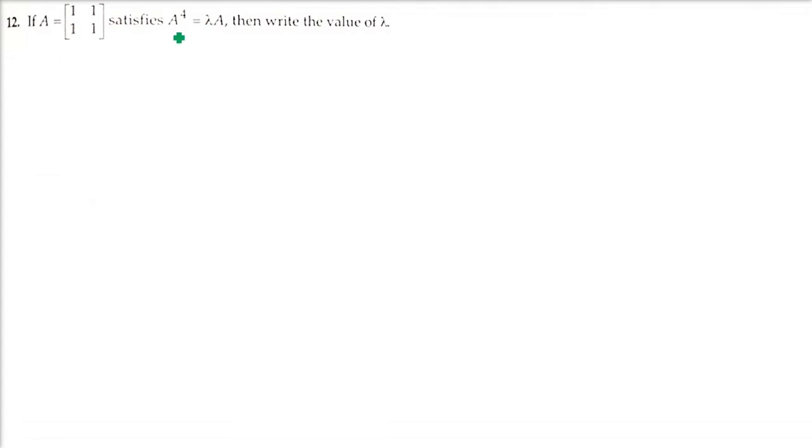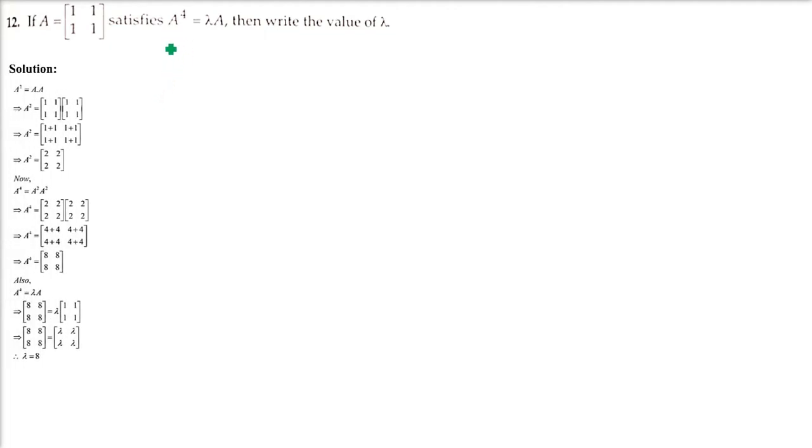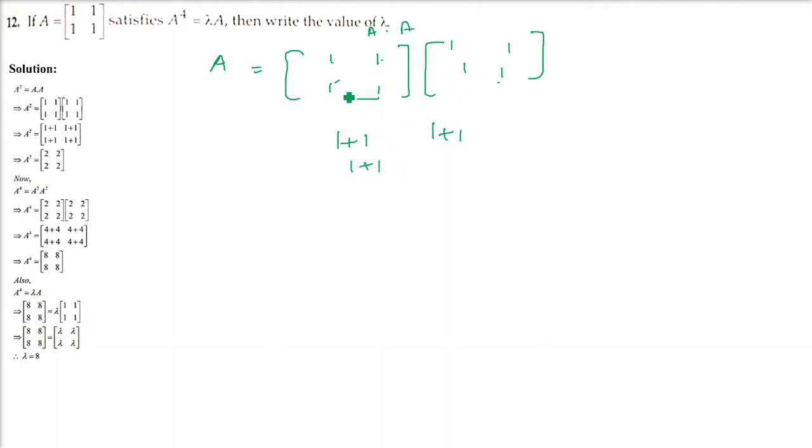A is this, A raised 4 is lambda A. Then write the value of lambda. So you just have to multiply it. A is there. Now first we'll find out A square, then we'll find out the square of A square, A4. So this is A. This is also A. Now multiply. 1 1 is 1. 1 1 is 1. 1 plus 1 is 2. Now same here. 1 into 1 is 1. 1 into 1 is 1. 1 plus 1. Then this row, this column, 1 into 1 is 1. 1, 1, 1, 1.